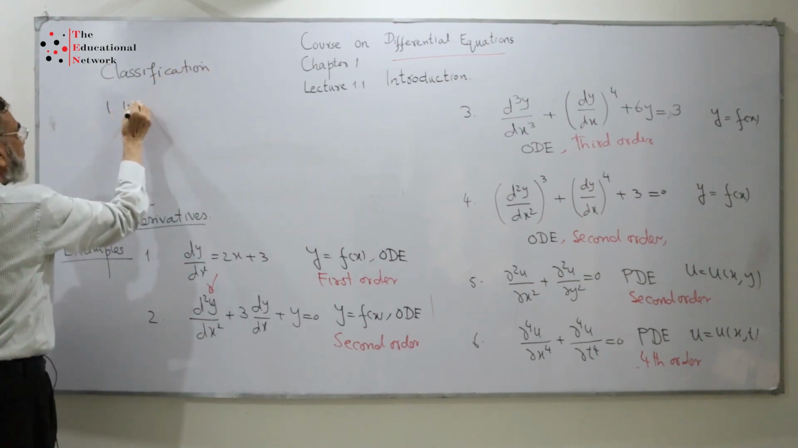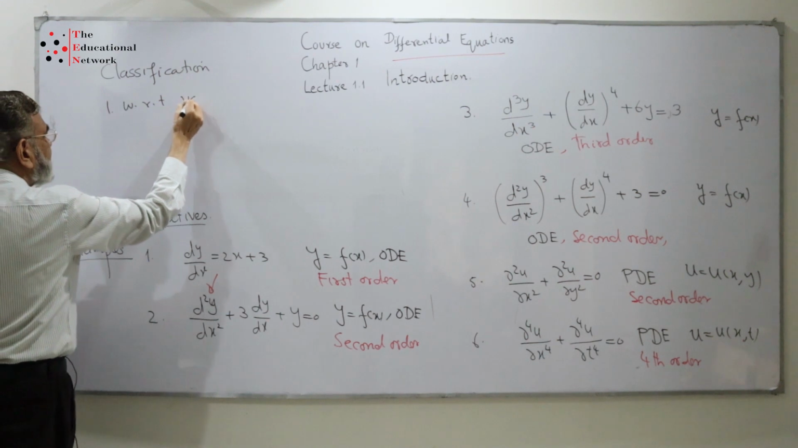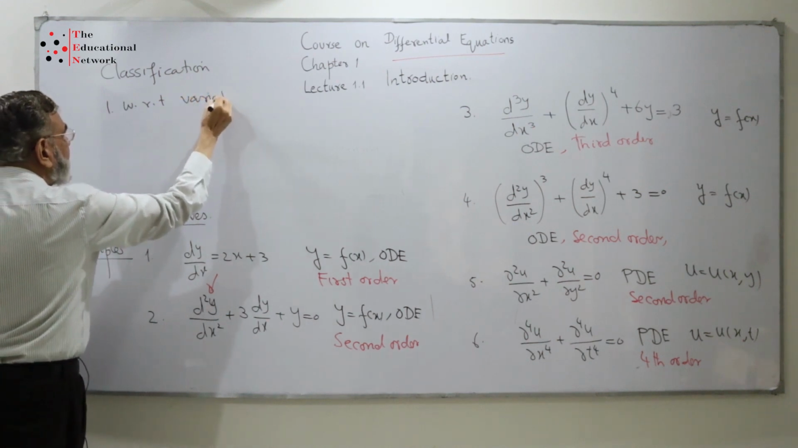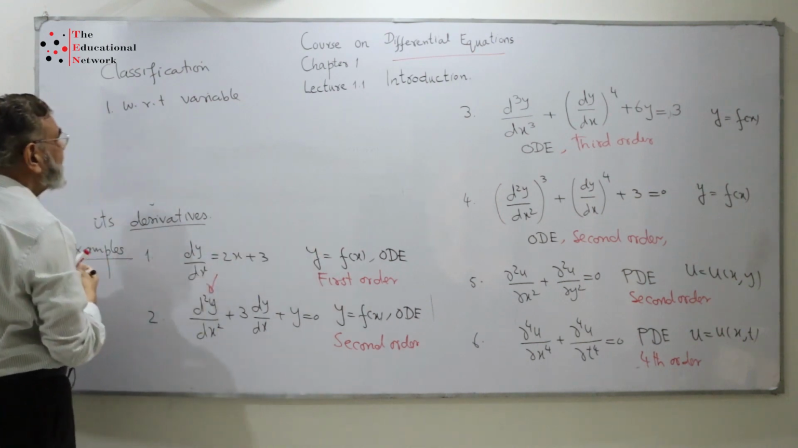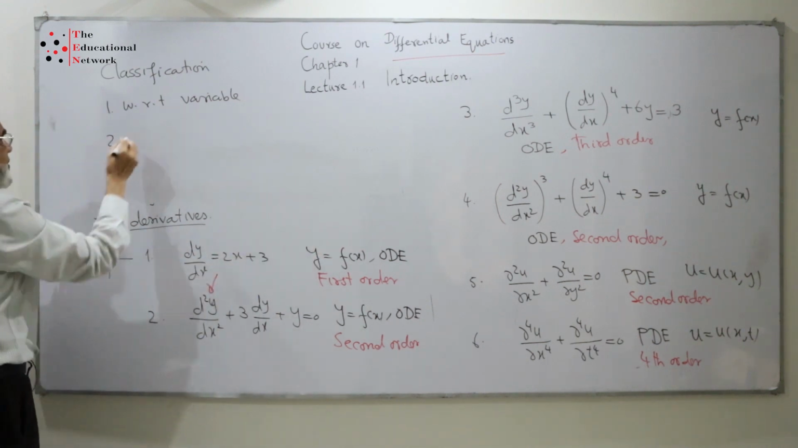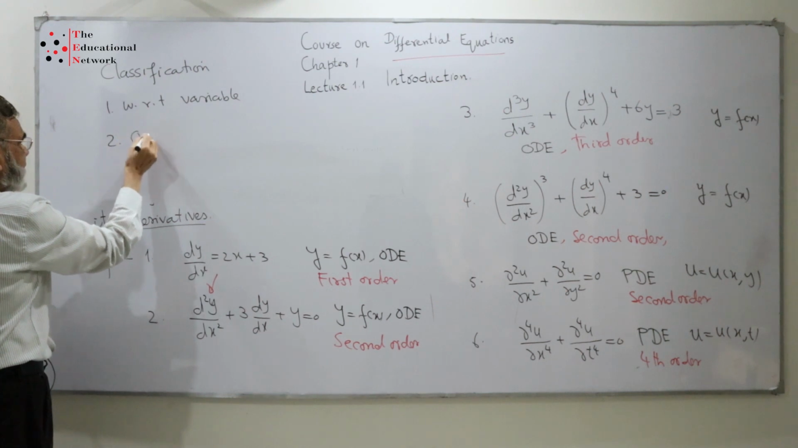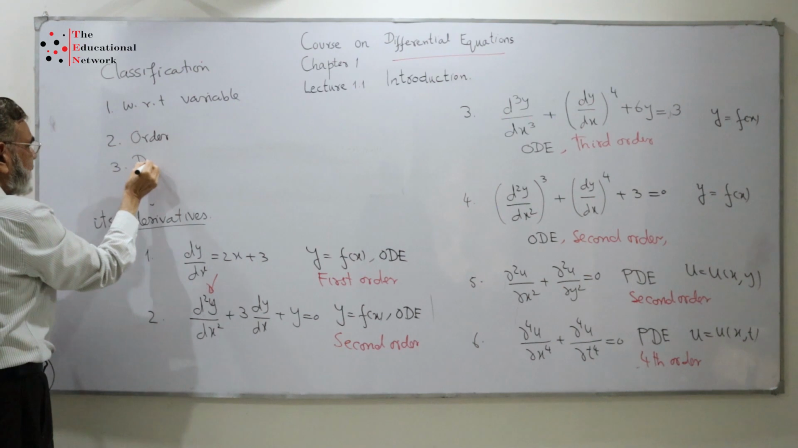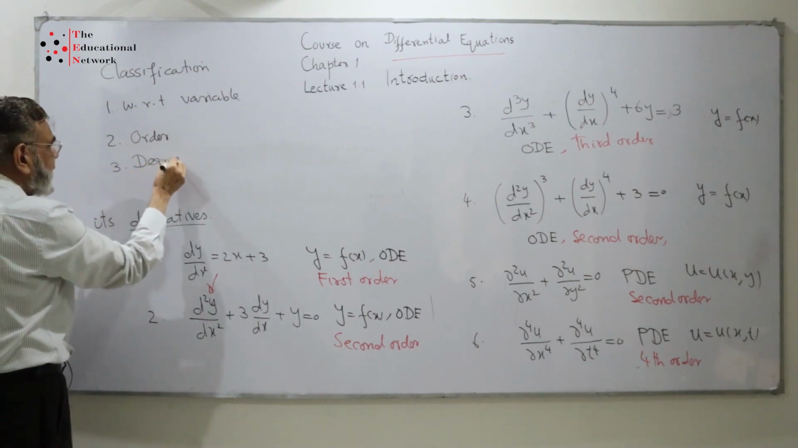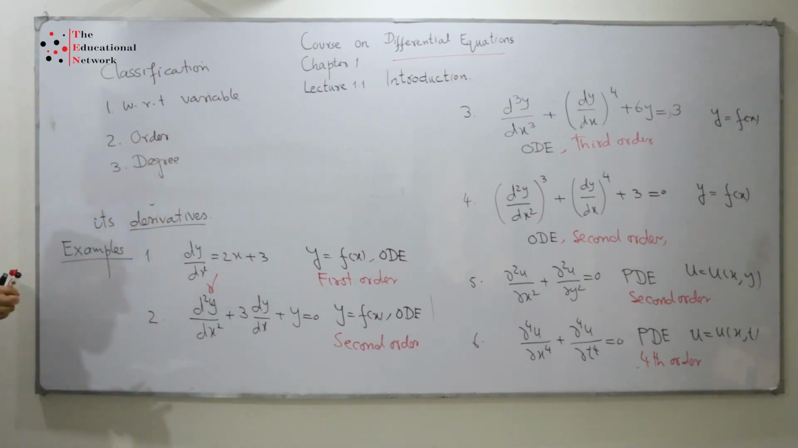We have done the classification with respect to the variables. One variable, function of one variable, ordinary differential equation. Second, we have done the order of the derivative. Number 3 is degree. For degree we take the power of the highest order term.